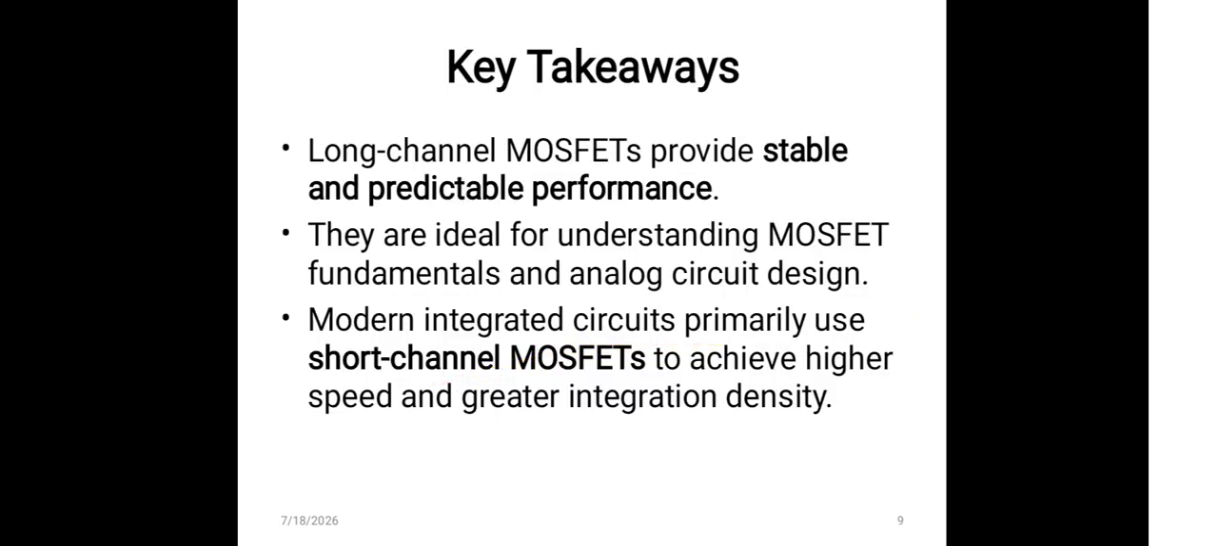modern VLSI systems. Let us summarize today's lecture. We learned that a long channel MOSFET has large channel length and negligible short channel effects. It consists of gate, oxide, source, drain, and body as 5 parts. It operates in 3 regions: cutoff, linear, and saturation region, depending upon the threshold voltage and gate voltage. It offers scalable operation, low leakage current, and simple mathematical modeling. Although modern ICs use short channel MOSFET, long channel MOSFETs remain essential for understanding the fundamentals of CMOS technology.